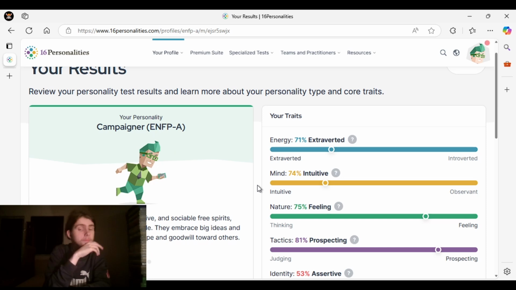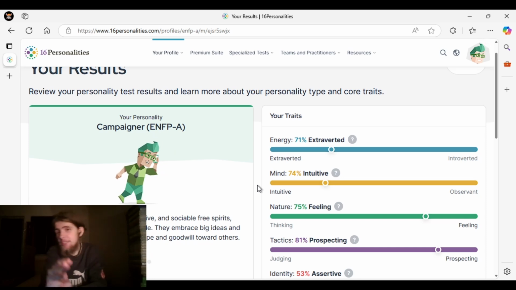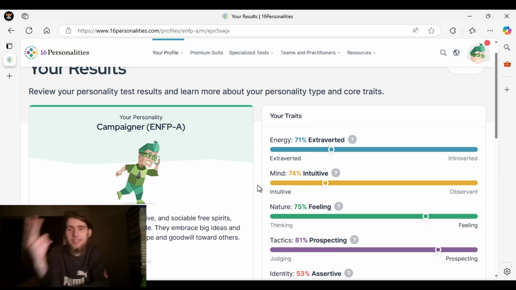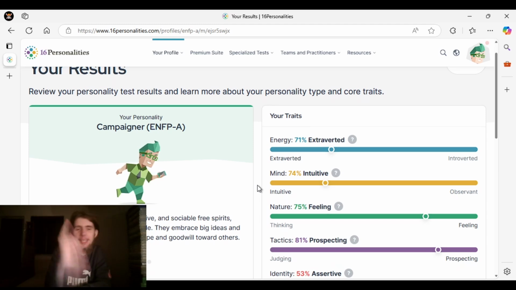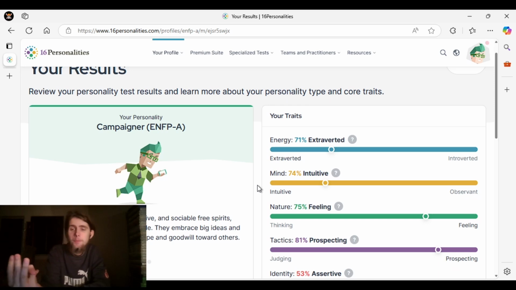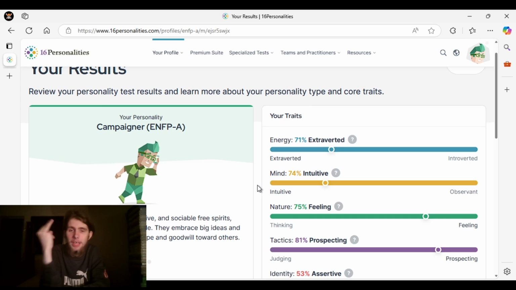But yeah, the fact that I've gotten the ENFP three times is no coincidence. If I can manage to get it three times, the chances of me getting another type are extremely low. Literally.